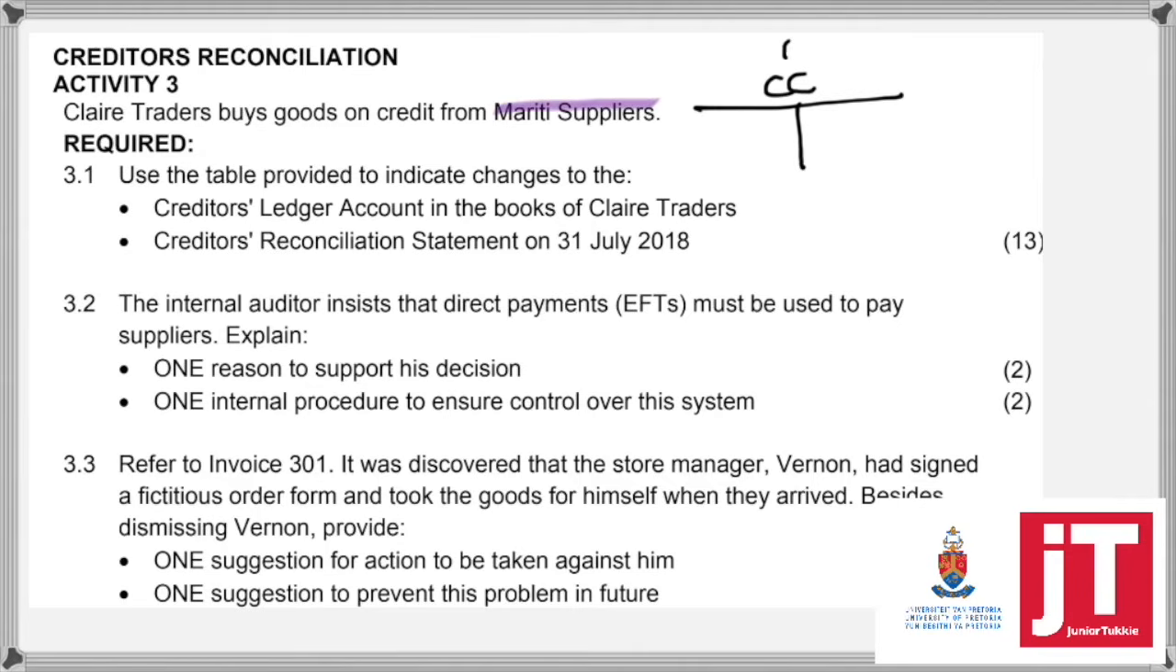What is important to understand is that we are buying from Mariti suppliers. So they are our creditor. So it means if they are selling to us, from their perspective, we are a debtor. It's important to distinguish between the two. Otherwise, you're going to find it difficult. Where are you supposed to make the corrections?